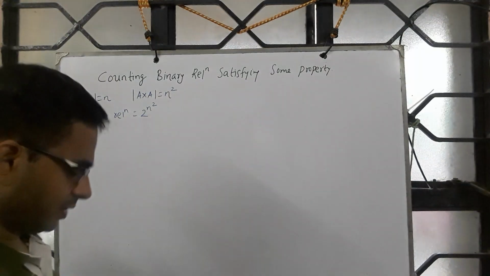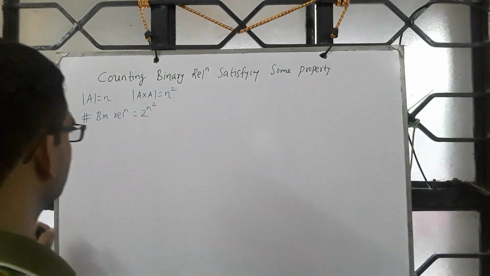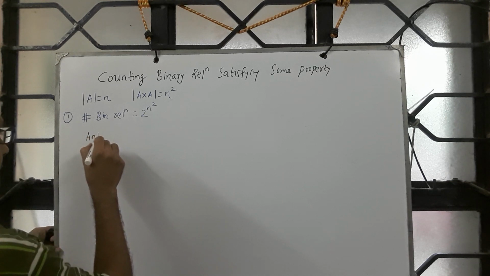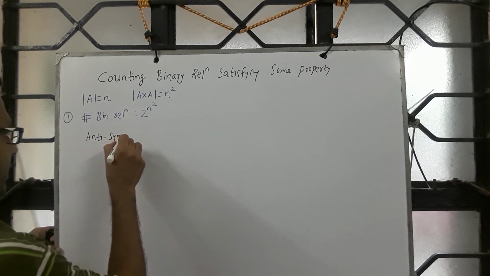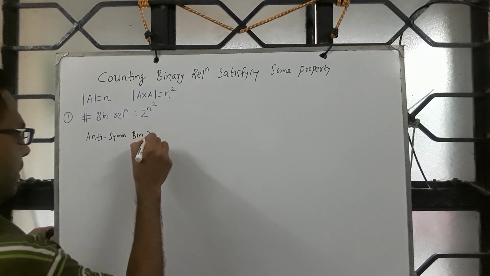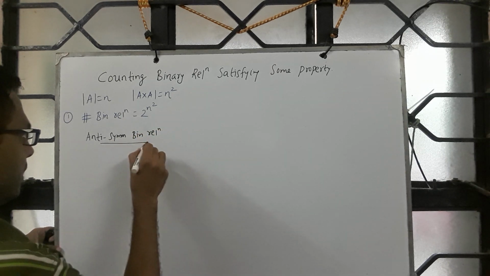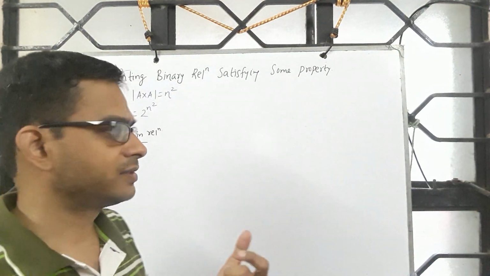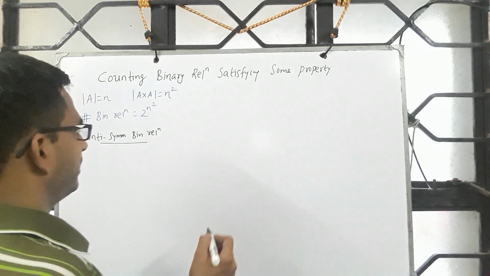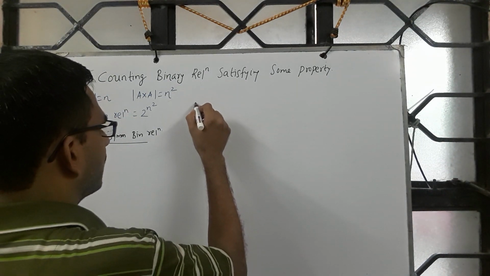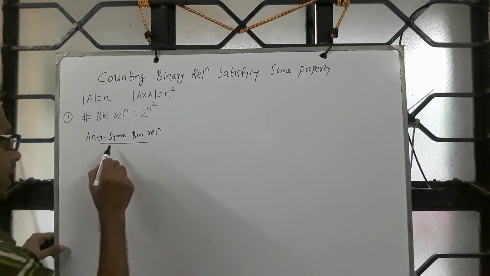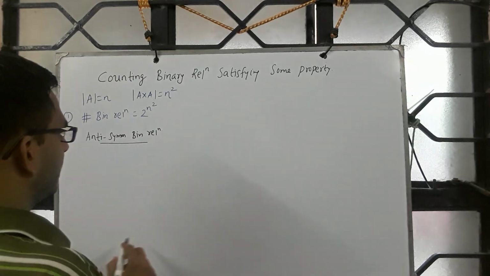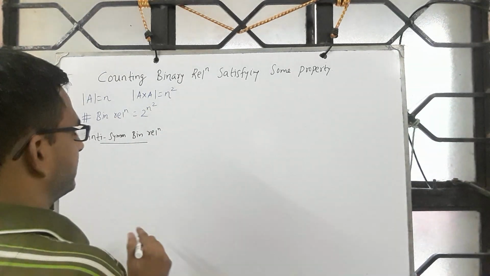We will continue our counting arguments. Next we shall count the number of antisymmetric binary relations. As always, the A cross A grid or the matrix, its visualization is important as far as counting is concerned. So the definition says AB and BA implies that A and B are one and the same.